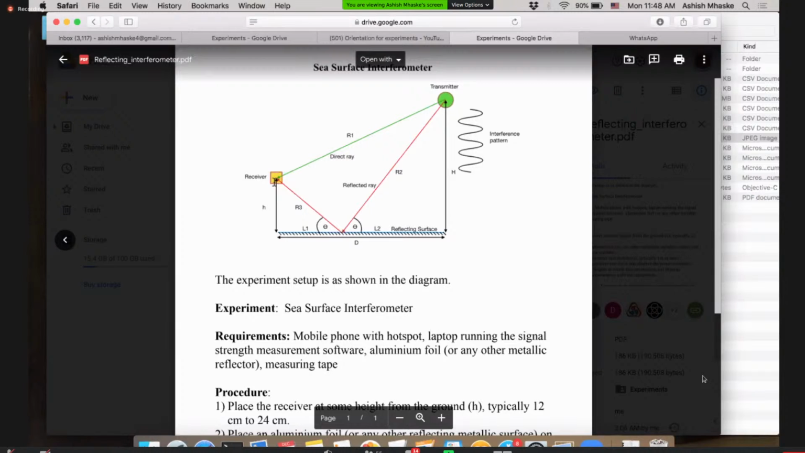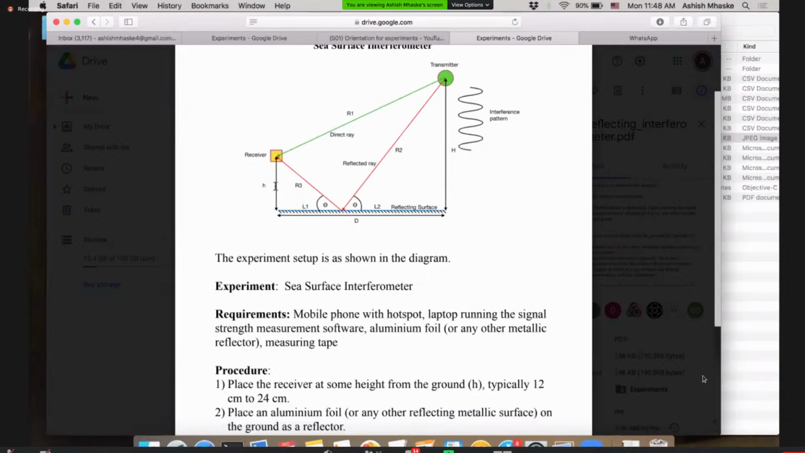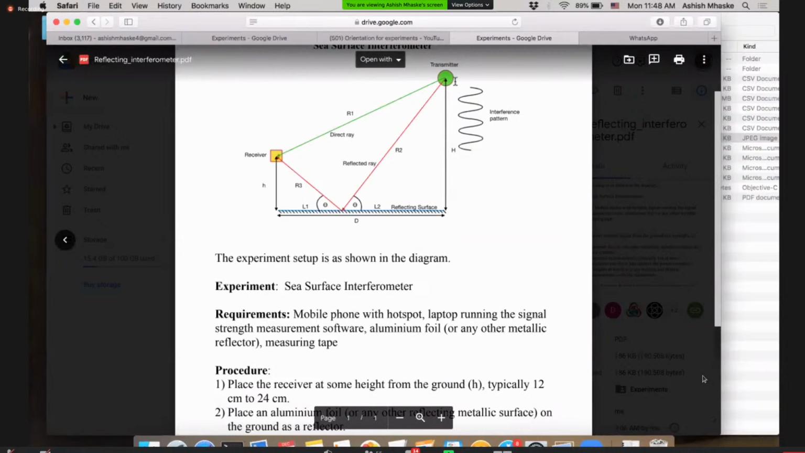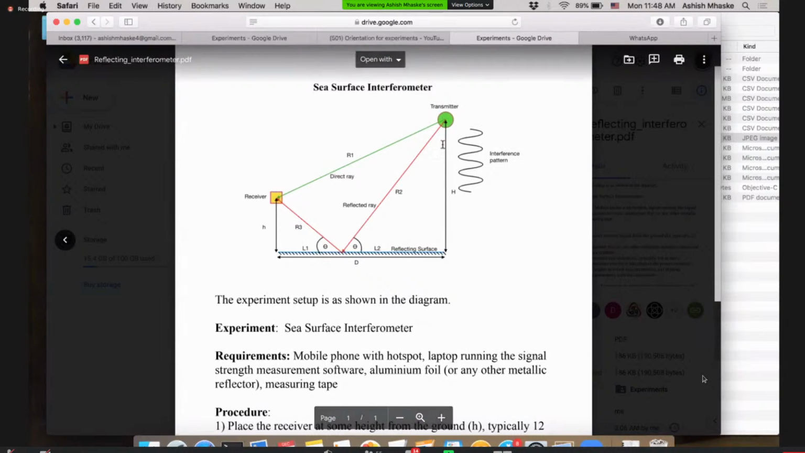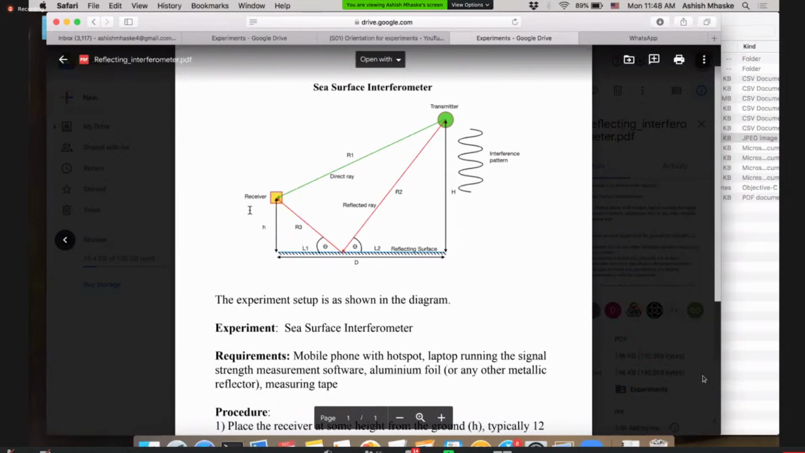You have kept the laptop at some height, typically 1 to 2 times the wavelength lambda that you are operating at, and you move the transmitter vertically. I think you got the transmitter and receiver exchanged, that might confuse people. Okay. So you can move the device, the mobile phone, vertically.